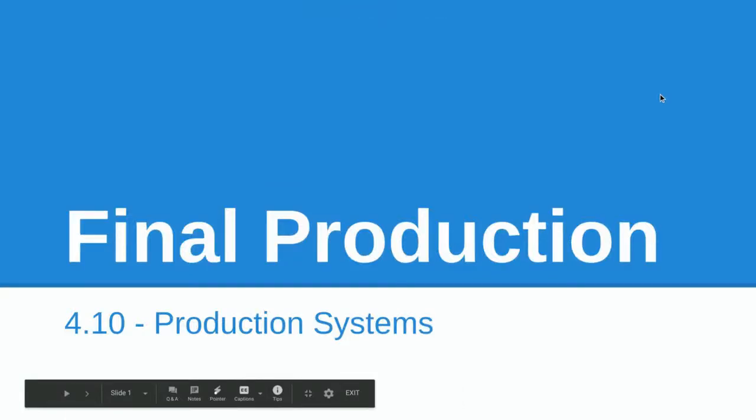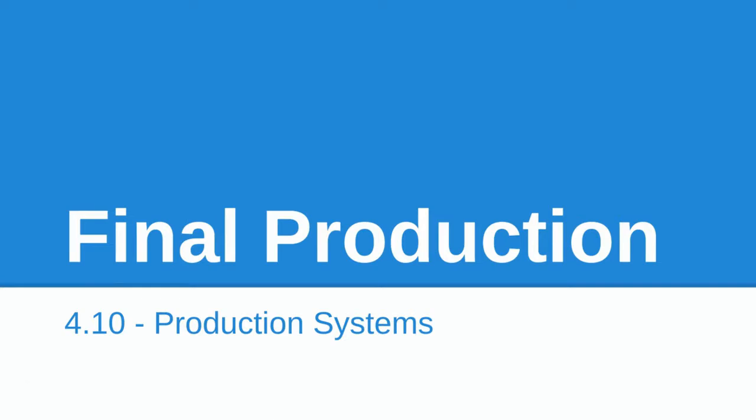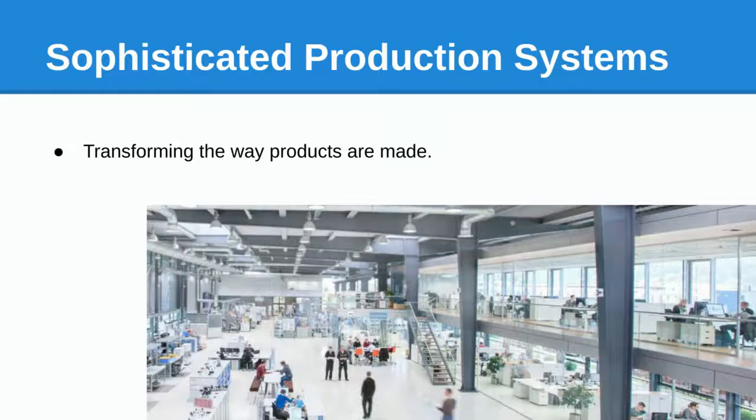Topic 4, Lesson 10 on Production Systems. Sophisticated production systems are transforming the way products are made.